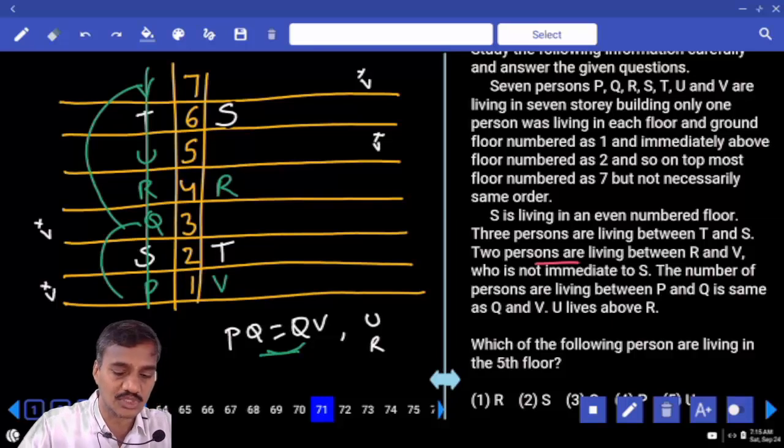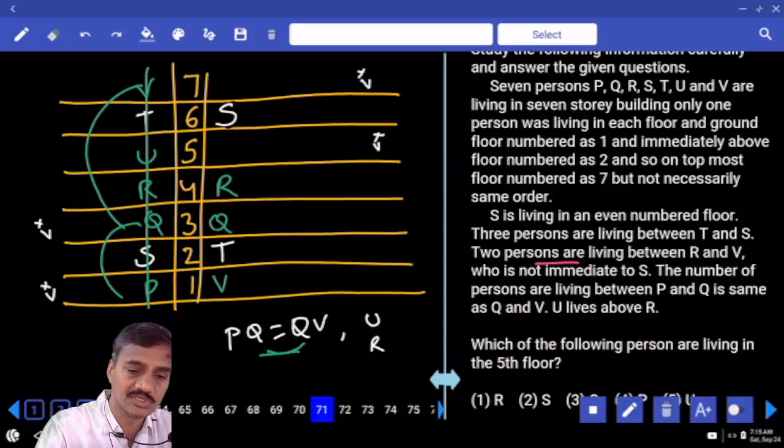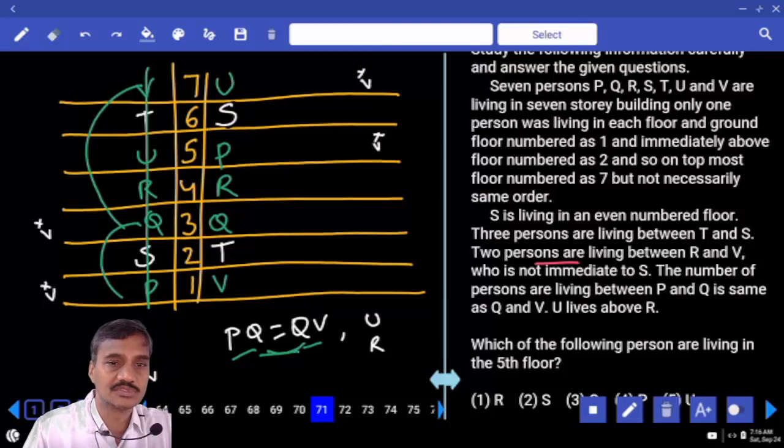If R is here, then U is above this R. For P, Q and V, since V is here, Q is here. There is 1 person between these two, and between Q and P there is exactly 1 person. P and Q 1, Q and V 1. U is above this R, U is here.